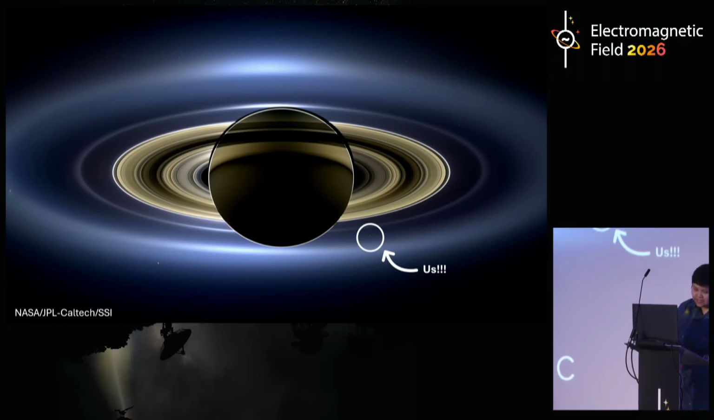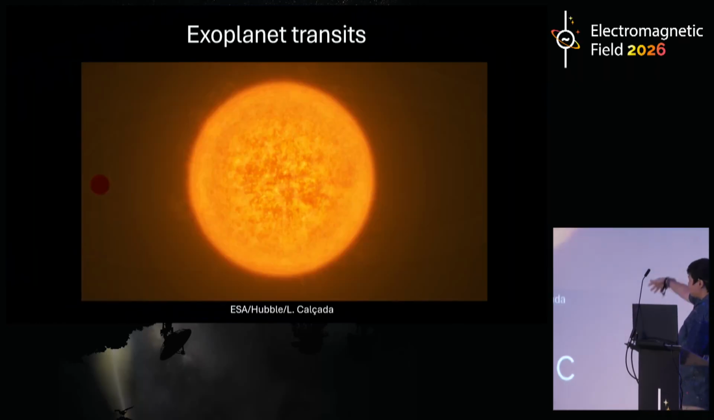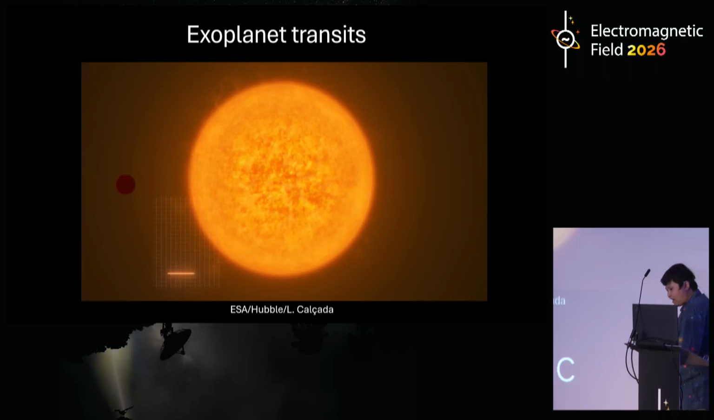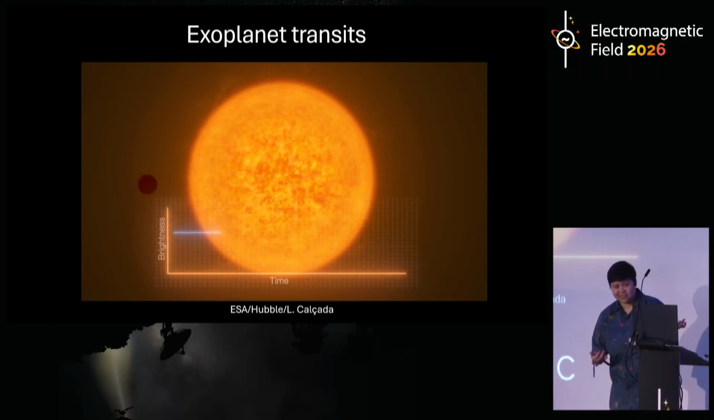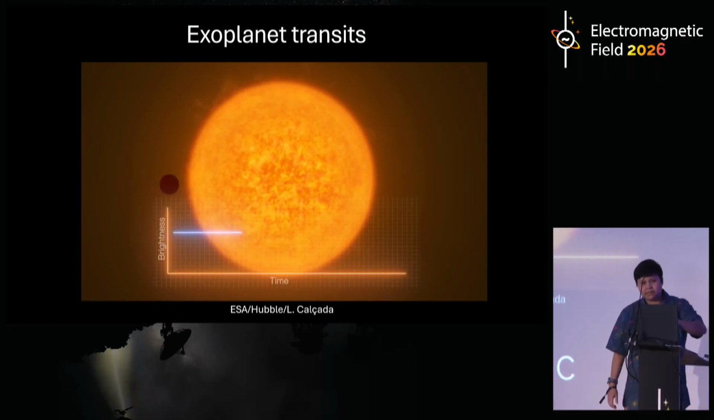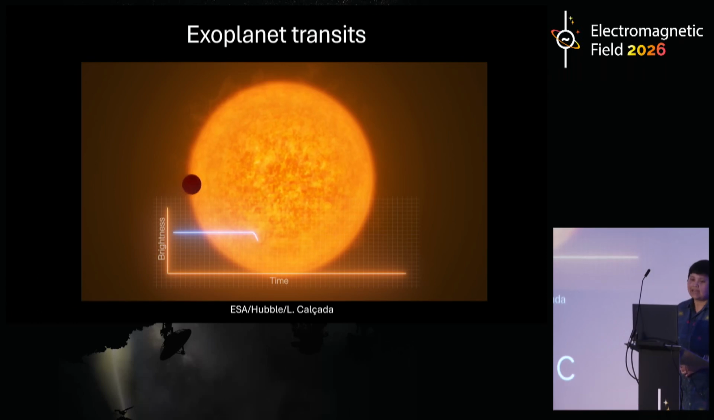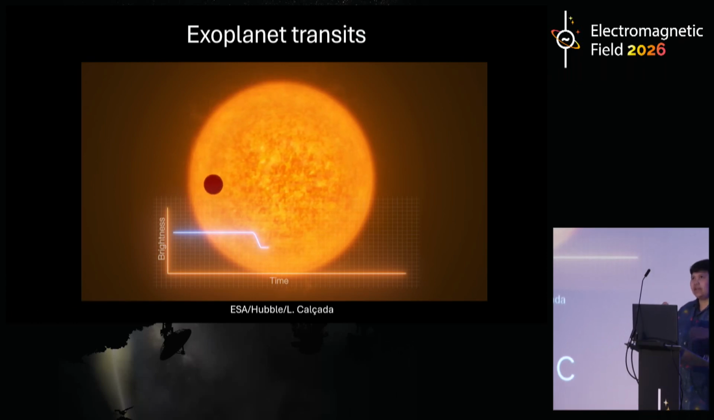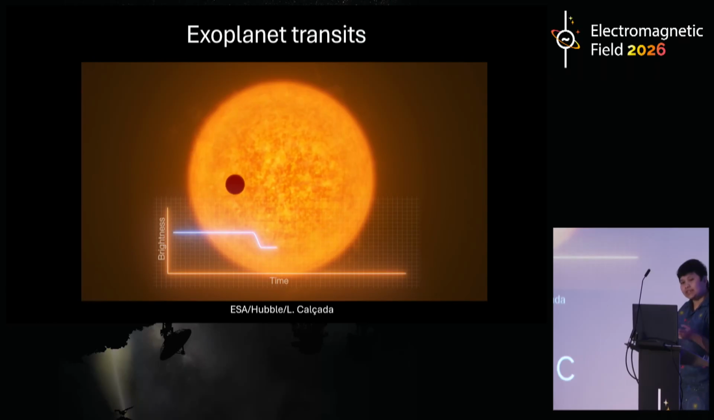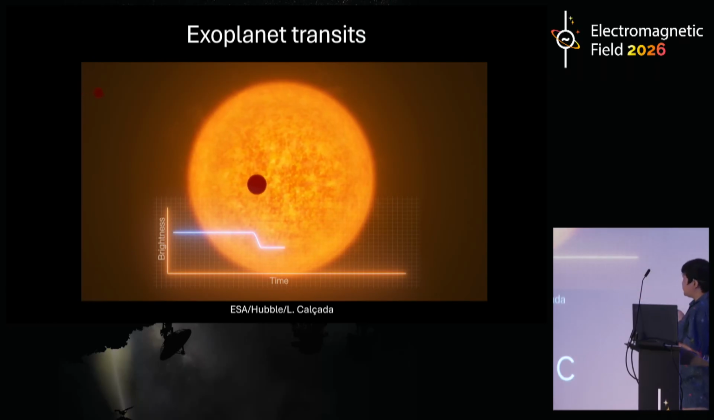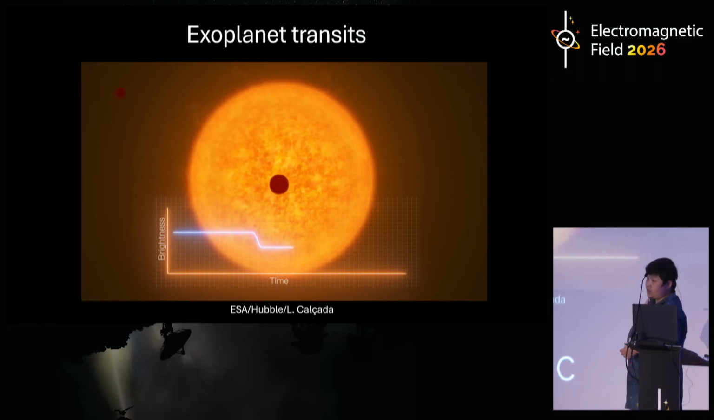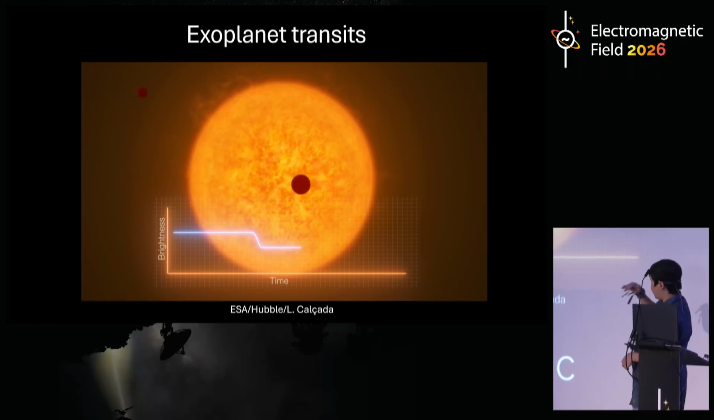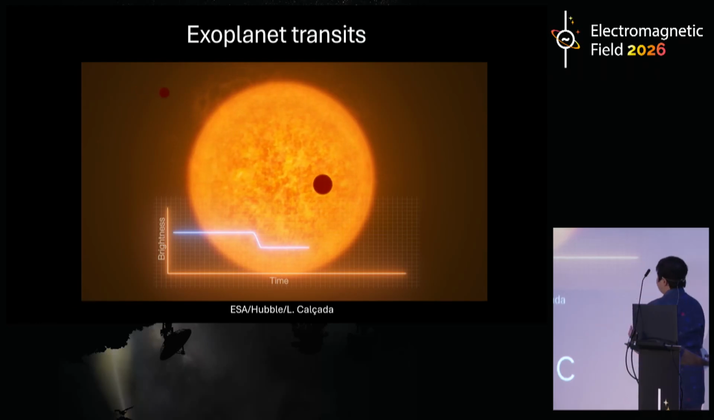Let's leave our solar system now and go way, way out. Exoplanets are planets that orbit around other stars. So far we've found 6,000 or something. The numbers keep going up and up. The most popular method to detect them is this transit method. We've got an exoplanet going across its star, blocking some of that star's light.